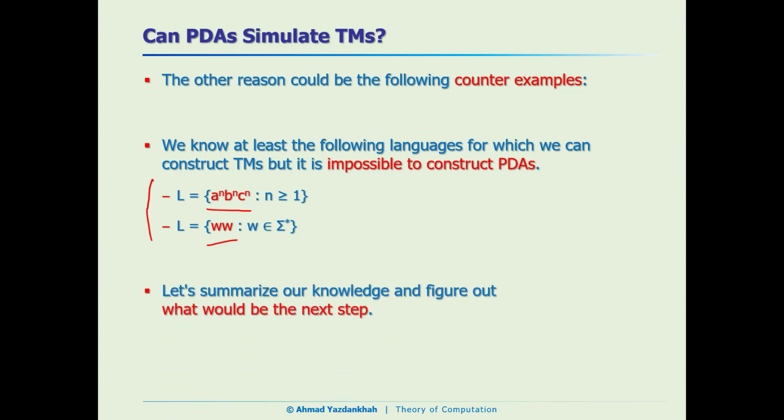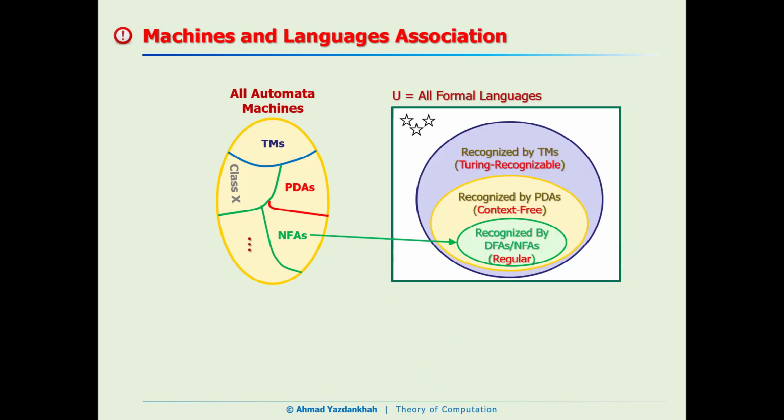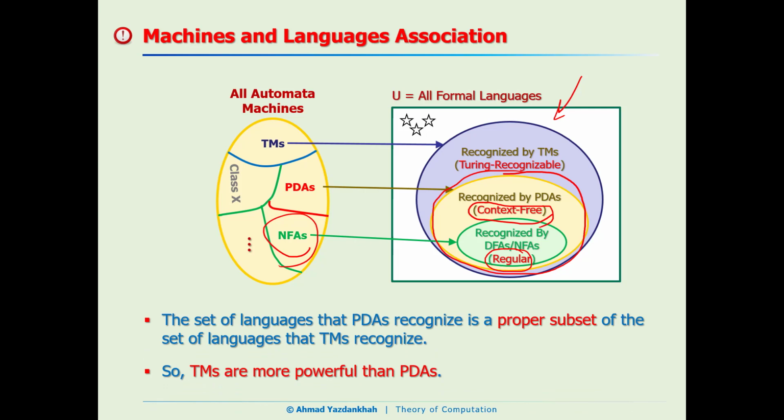Okay, now with all of these being said, let's summarize our knowledge and figure out what would be the next step. So far, we learned that this is the relationship between the machines and the formal languages. NFAs and DFAs just recognize the regular languages. PDAs recognize context-free, and we just learned that Turing machines can recognize a bigger portion of the formal languages, which we will see later that we call Turing recognizable languages. As you see, the portion that will be recognized by Turing machines is a superset of the portion of the languages that can be recognized by PDAs. That's why we say Turing machines are more powerful than PDAs.